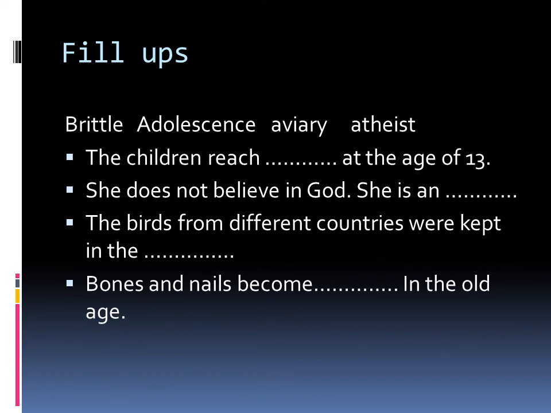Let us do one more exercise. The children reach dash at the stage of 30. Try to find out the given words. Yes, adolescence. The children reach adolescence at the age of 13. That's called boyhood, teenhood also.